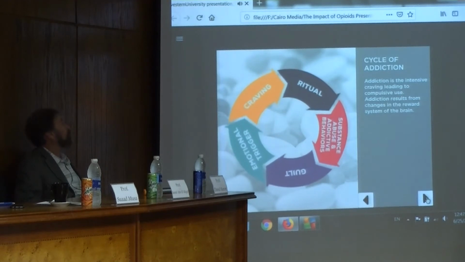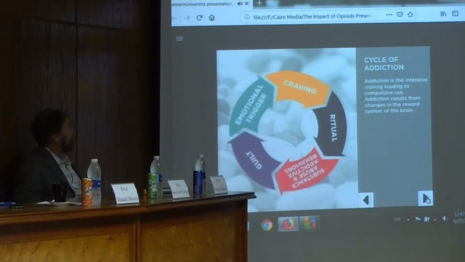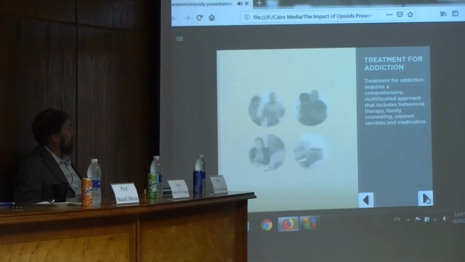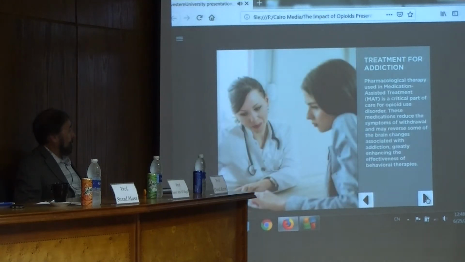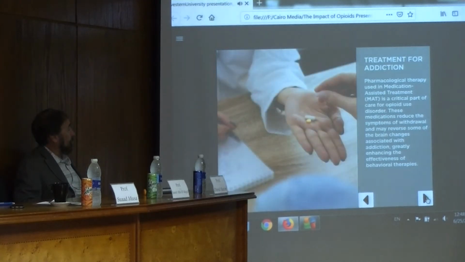Addiction is the intensive craving leading to compulsive use. Addiction results from changes in the reward system of the brain. Treatment for addiction requires a comprehensive, multifaceted approach that includes behavioral therapy, family counseling, support services, and medication. Pharmacological therapy used in medication-assisted treatment, MAT, is a critical part of care for opioid use disorder. These medications reduce the symptoms of withdrawal and may reverse some of the brain changes associated with addiction, greatly enhancing the effectiveness of behavioral therapies.